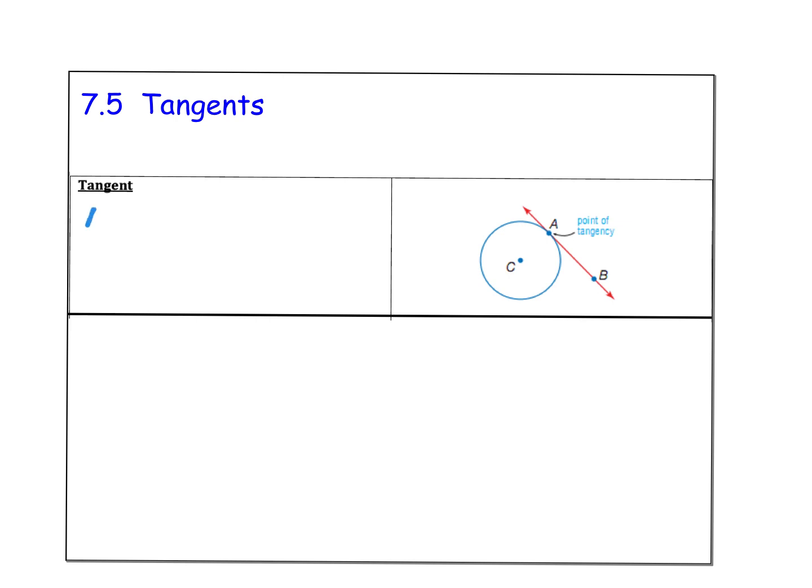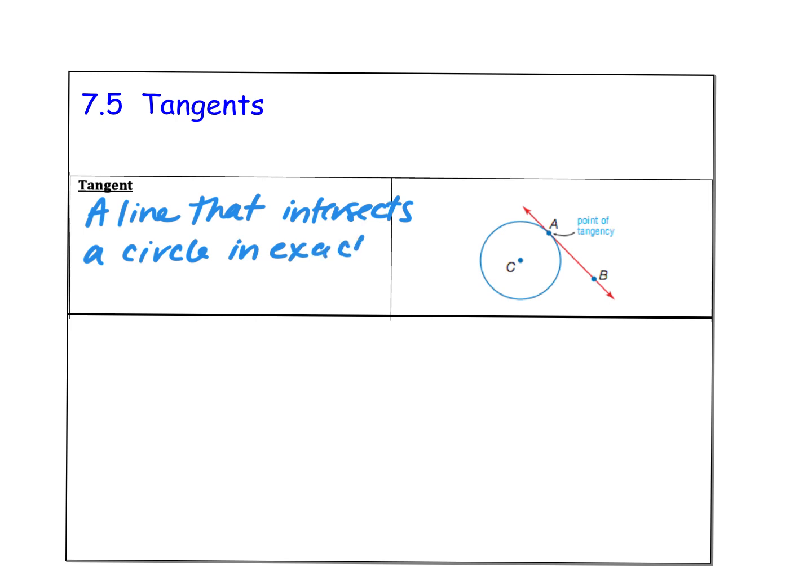A tangent can be a line that intersects a circle in exactly one point. A line that intersects a circle in exactly one point. An example is, if you're looking at the picture on the right here, you can see line AB, and see how line AB just skims past the circle and barely touches it. It just touches it at point A. So an example of a tangent is line AB. Now remember, when you name a line, you have to put that double arrow above it.